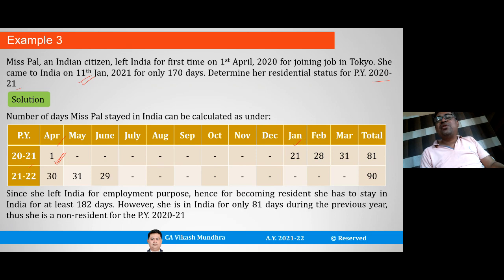Hence, in the month of January she was in India for 21 days, in the month of February 28 days, in the month of March 31. Though her total stay is 178 days, there is a break in the financial year, a break in the previous year. During that particular previous year, 2021, she was in India for 81 days. Hence, she is not satisfying condition number one, that is 182 days or more. Now we need to check whether she is satisfying condition number two or not. Since she left India for her employment, condition number two is not applicable. Her residential status for previous year 2020-21 is non-resident. Got it?